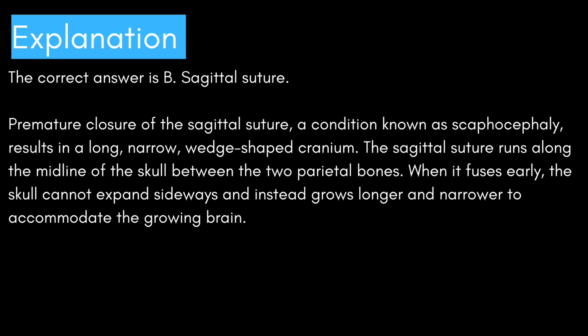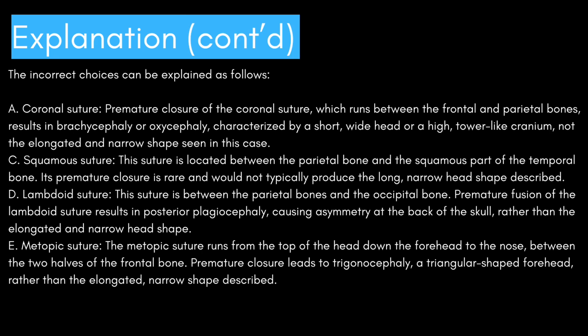All right, let's go ahead and see why the other answer choices are incorrect. The incorrect choices can be explained as follows. A, coronal suture. Premature closure of the coronal suture, which runs between the frontal and parietal bones, results in brachycephaly or oxycephaly, characterized by a short, wide head or a high tower-like cranium, not the elongated and narrow shape seen in this case.